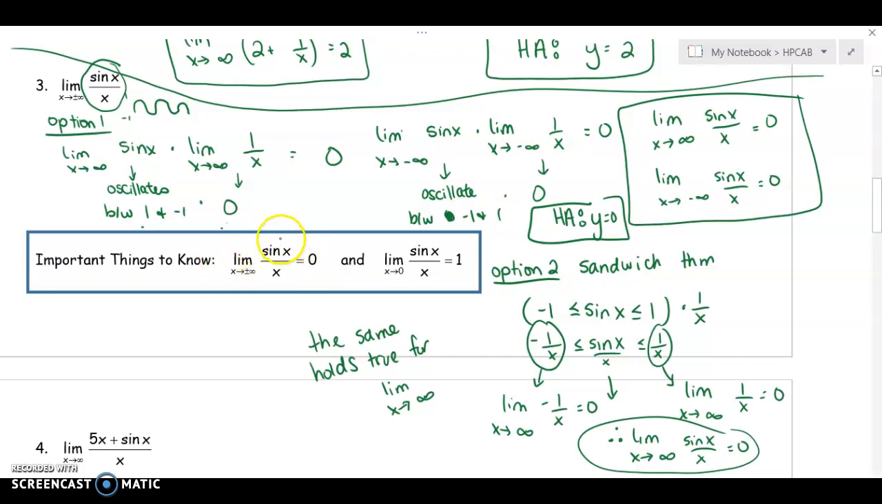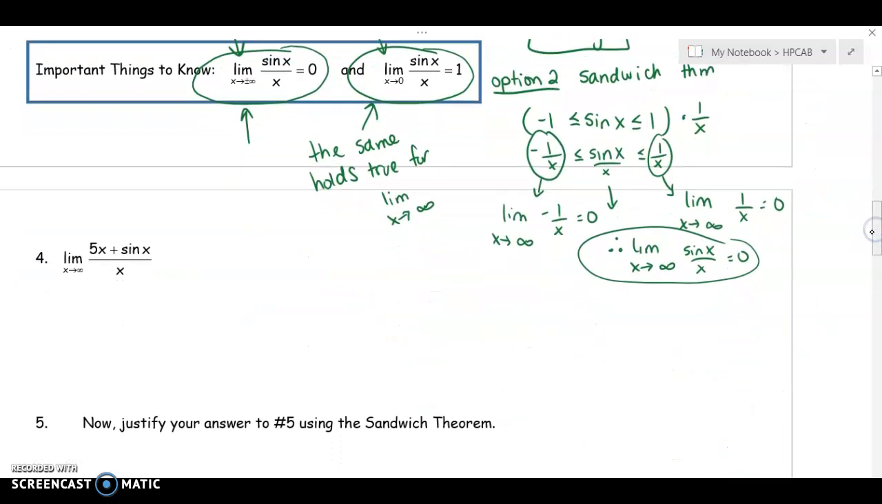Things to be aware of. We've kind of touched on these already. All right, so we just did this one. The limit as x approaches positive or negative infinity of sine of x over x has to be 0. And then this one we did in a previous note sheet, but the limit as x approaches 0 of sine of x over x is going to equal 1. These are going to pop up from time to time, so you'll want to make sure that you keep those handy.